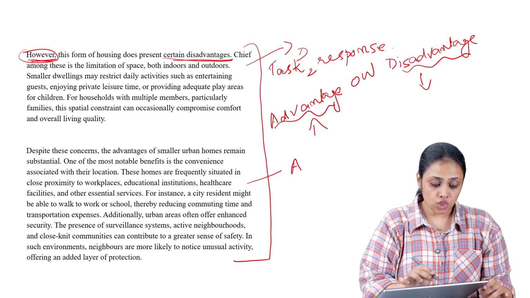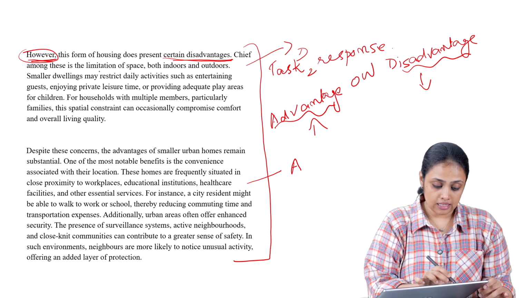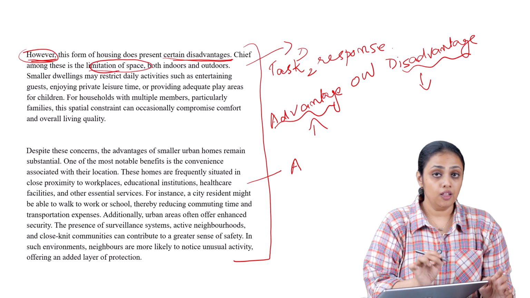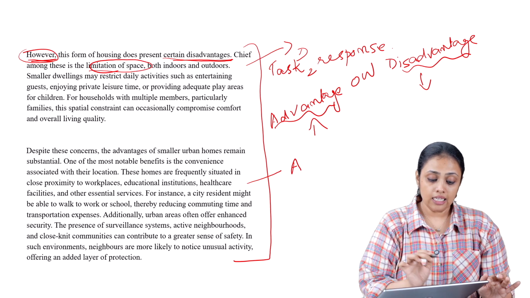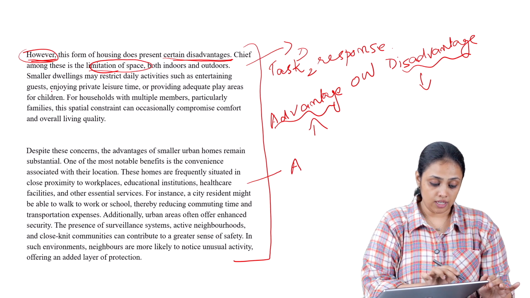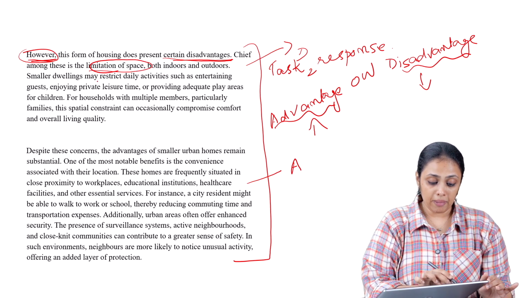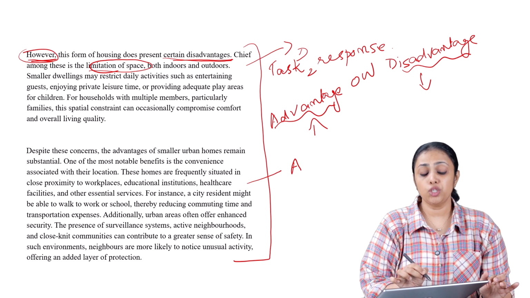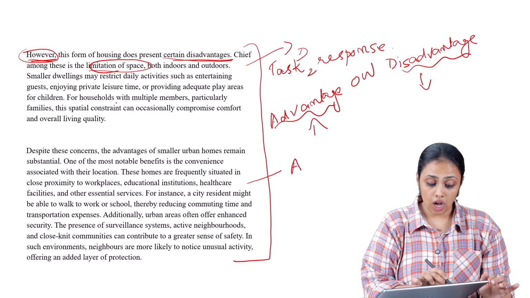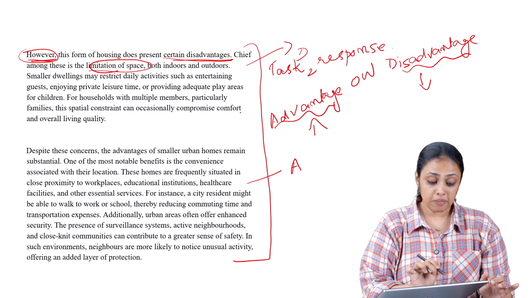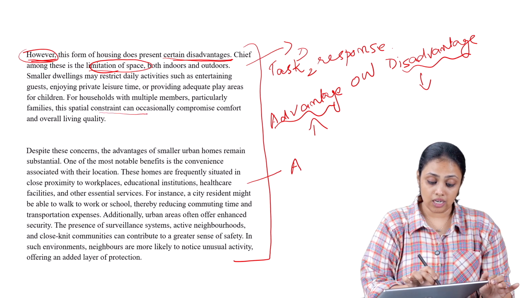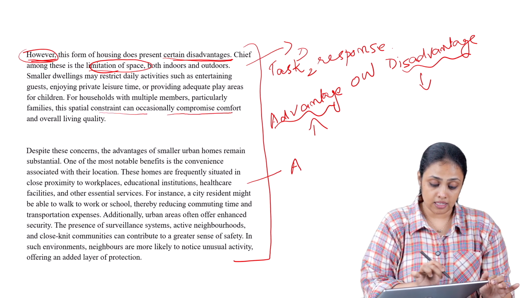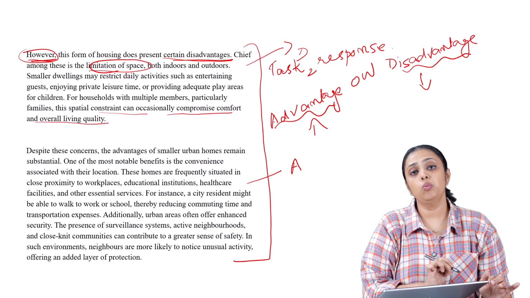Then what? "Chief among these is the limitation of space." The first drawback that you have mentioned is limitation of space, "both indoors and outdoors. Smaller dwellings may restrict daily activities such as entertaining guests, enjoying private leisure time, or providing adequate play areas for children. For households with multiple members, particularly families, this spatial constraint can occasionally compromise comfort and overall living quality."